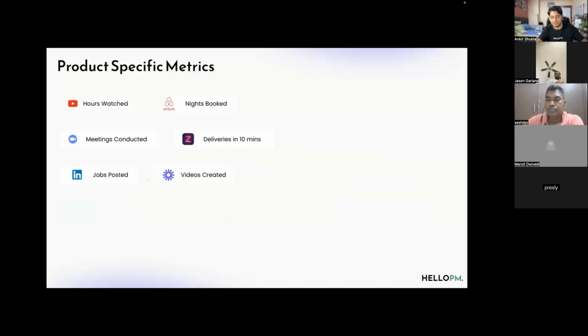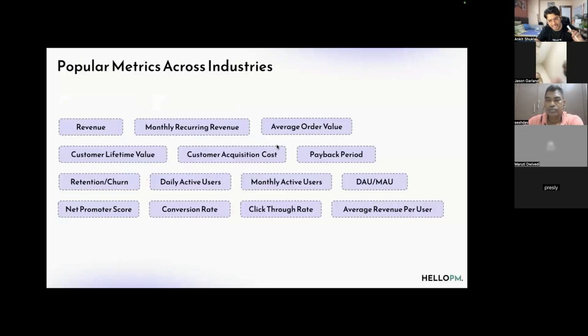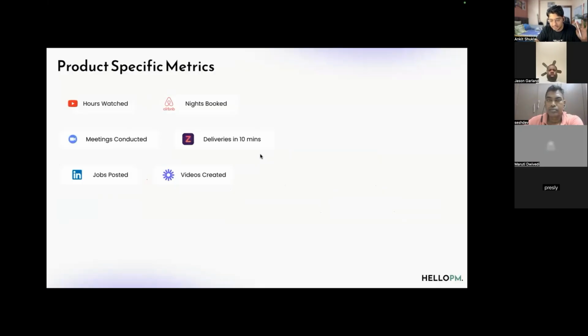Now let's go ahead and talk about the metrics I've told you. These are applicable for most businesses. But there are also some product specific metrics. As in, if you talk about YouTube, YouTube is going to measure how many hours you have watched. This metric will not make sense for Amazon or Flipkart, but it is unique to YouTube or these kinds of platforms.